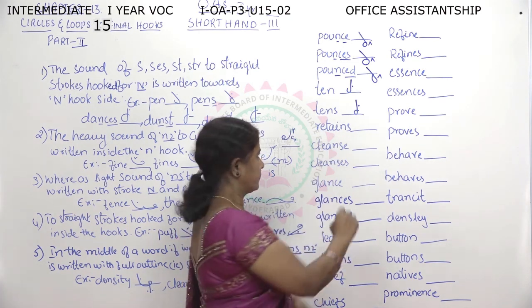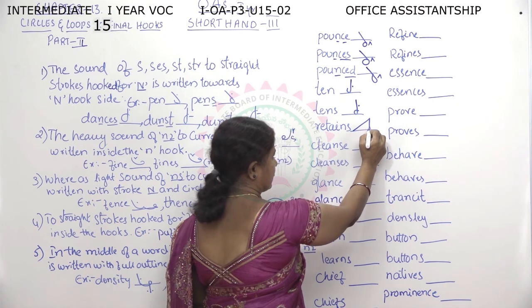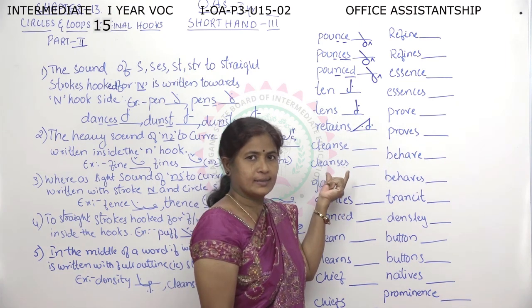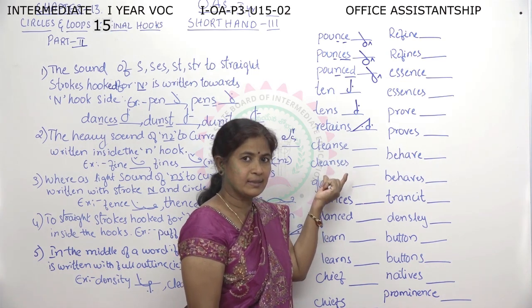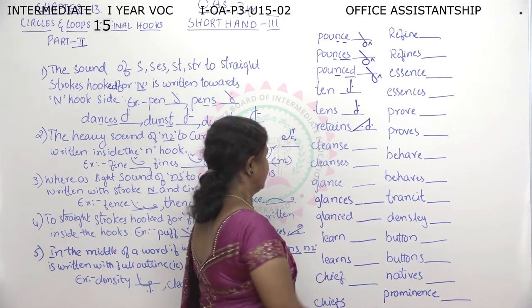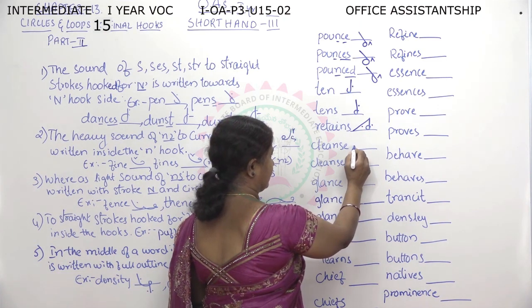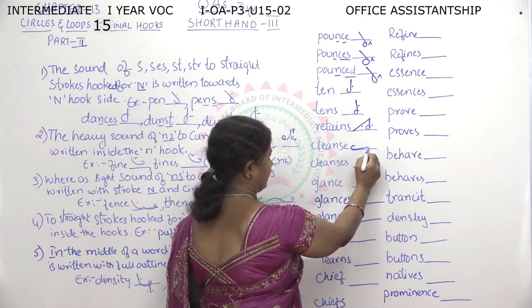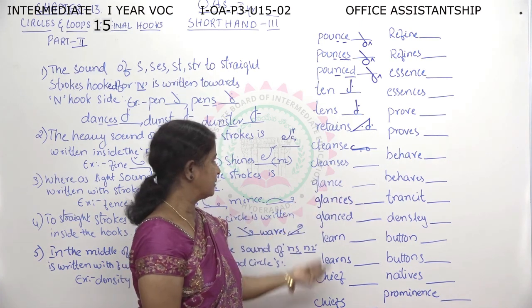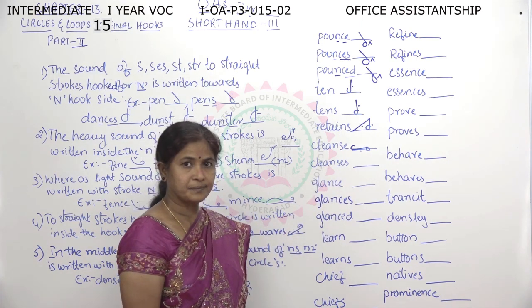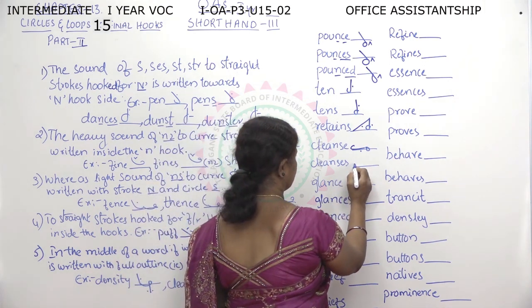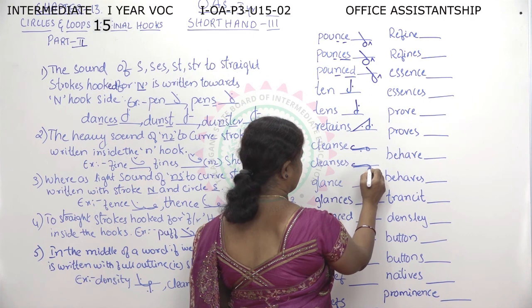Now retains. Retains. How do you write? Retain and circles. Close the circle. Retains. Cleanse. Sound the word cleanse. We are getting the sound of ends. How do we write? We are getting the sound of ends here. Okay? Cleanse. Cleanses.